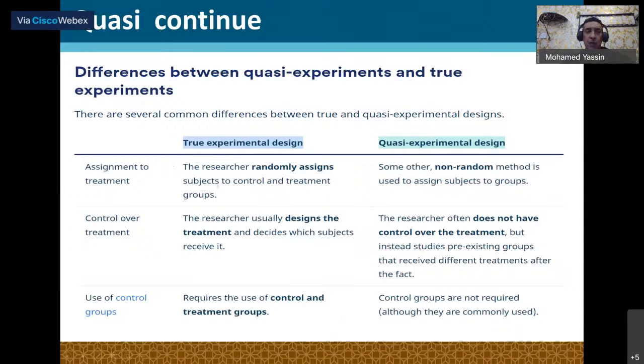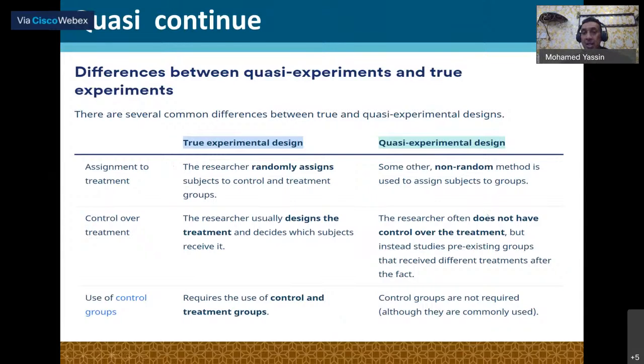Just to give you an overview, in the true experiment, randomization is usually there. So you will randomize your patients, while in quasi-experimental design, it's usually non-random. The second difference is in the design of treatment. In the true experiment, you are designing the treatment. I'm going to start medication A with a dose of 25 milligram for 1 week, and then I will give a maintenance dose of 50 milligram, and the patient will continue on this 50 milligram for like a year.